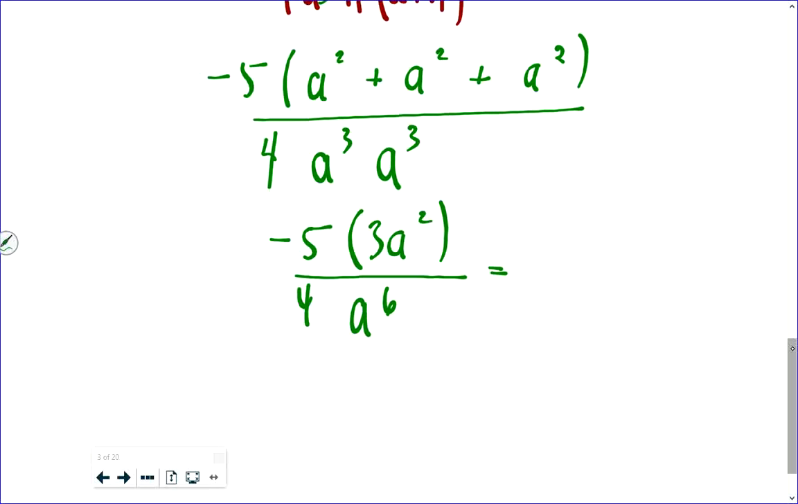I add the exponents when I multiply. And when I'm adding like terms, it's like adding cats. 1 cat plus 1 cat plus 1 cat is 3 cats. So I get negative 15 over 4, a to the 4. So I'm taking a squared divided by a to the 6.